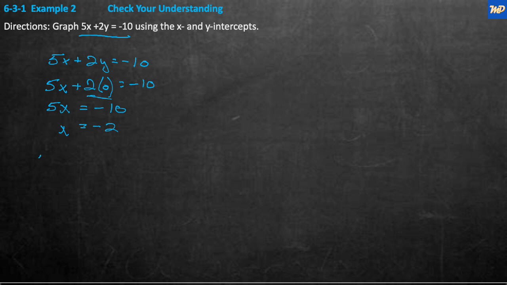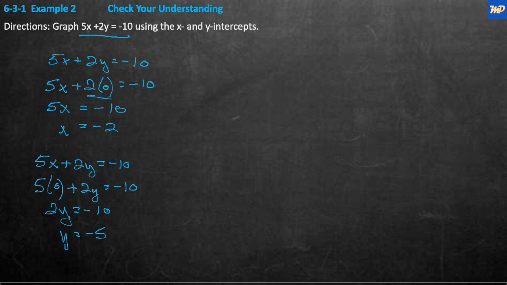And now we'll do it again. We're going to say 5x plus 2y equals negative 10. And now we're going to substitute 0 for x. So we're going to have 5 times 0. That made the x term disappear. Plus 2 times y is equal to negative 10. So now since that x term disappeared, it's 2y is equal to negative 10, and y is equal to negative 5, right? So we have x is negative 2, so we have negative 2, comma 0 for the x, and for the y we have 0.